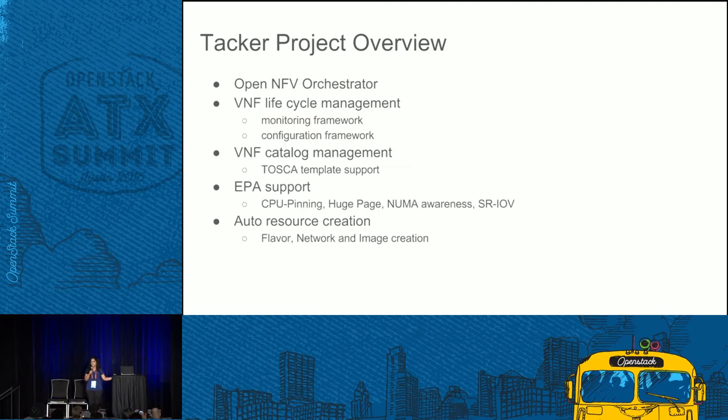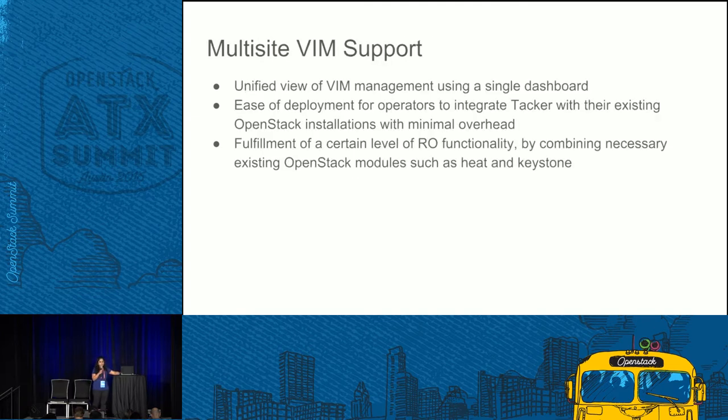And finally, we support auto resource creation, where the operator can just specify the resources, such as flavor, network, and image, and then Tacker can automatically go and instantiate these resources for the operator in OpenStack. So now let's zoom into the multi-site VIM feature that we have started to work on in Tacker to handle some of these gaps that we discussed, which Joe pointed to.